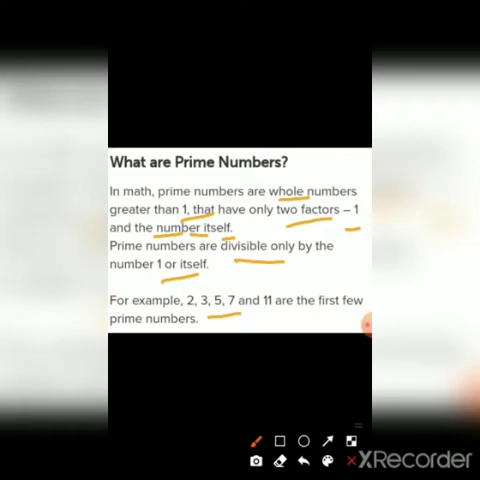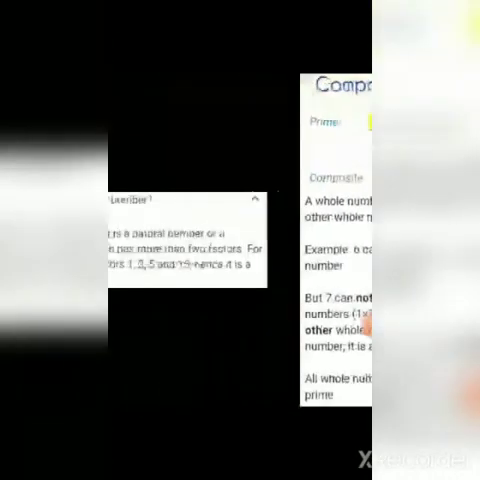This means 2 also has 2 factors, 3 also has 2 factors, 1 and 3. 5 also has 2 factors, 1 and 5. 7 also has 2 factors, 1 and 7. 11 also has 2 factors, 1 and 11.